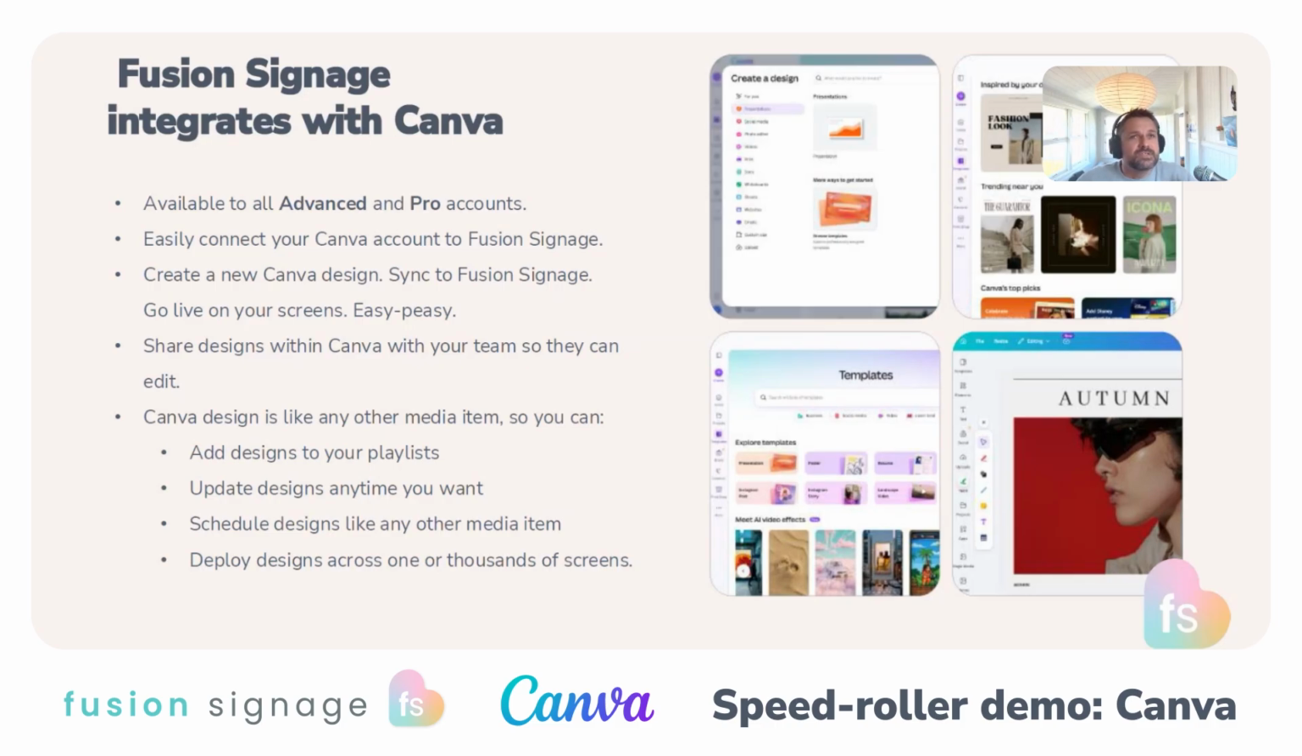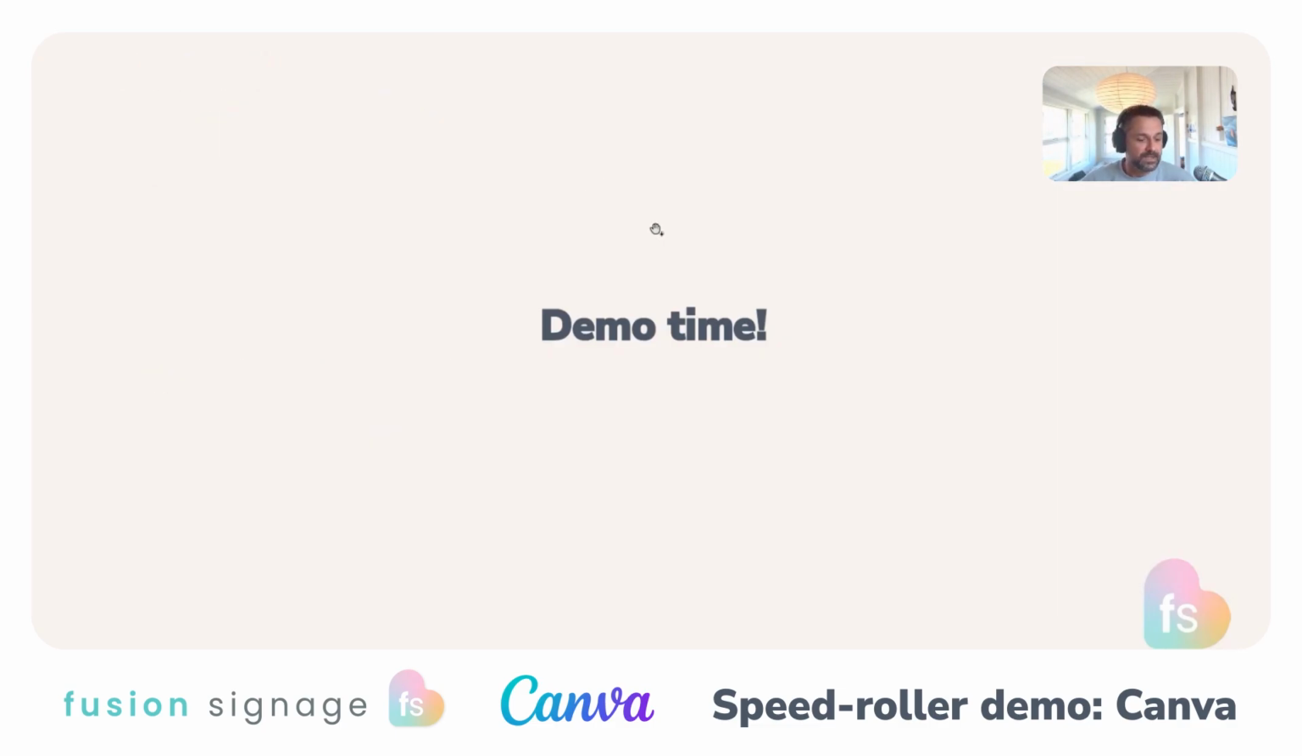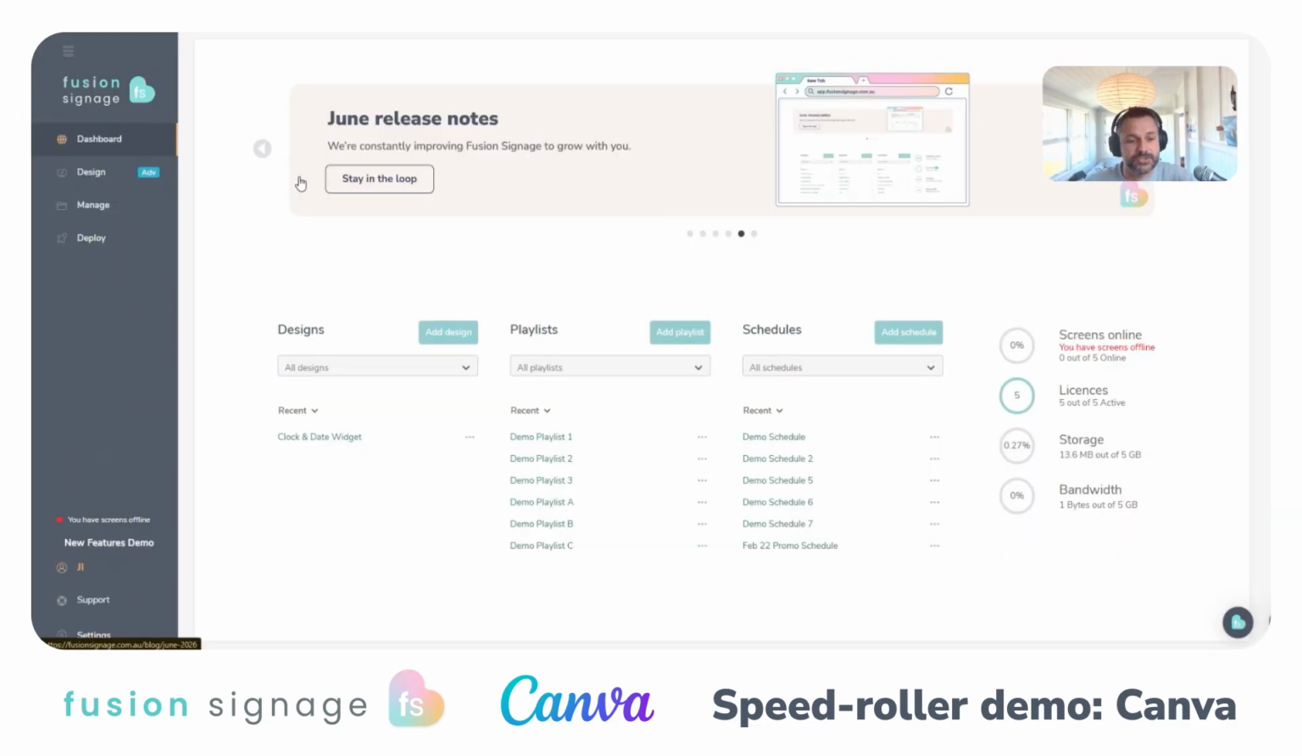So if you're used to using images, videos, or the designs that are within Fusion Signage already, you can do everything you possibly imagine with it as well. So add it to playlists, update designs via clicking on it and going back to Canva, schedule designs, and deploy it to 1 or 1,000 screens at any point. Let's jump in and I'll show you how it all works, and then we can go through a little bit of the other information and frequently asked questions.